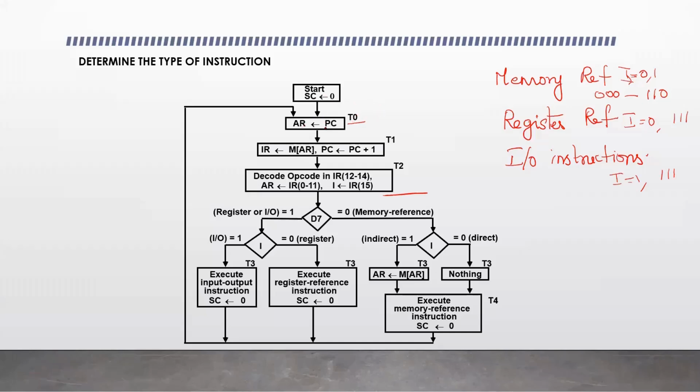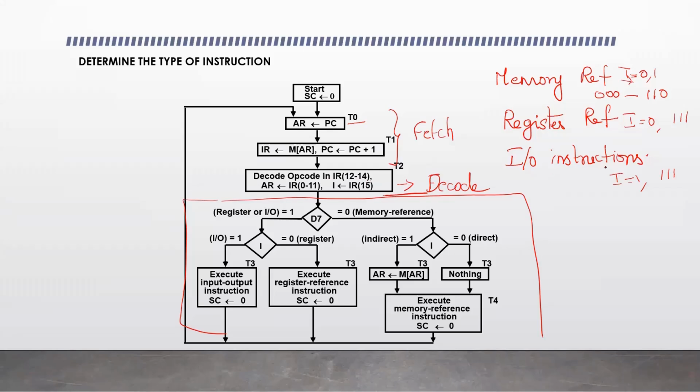The first operations we have seen are in the fetch phase. These two are the micro operations involved in the fetch phase, and this is the operation involved in the decode phase, decoding the operation, what we have discussed now. And here this part is to determine the type of the instruction. We need to determine if the instruction is of memory reference type, or a register reference instruction or IO instruction.